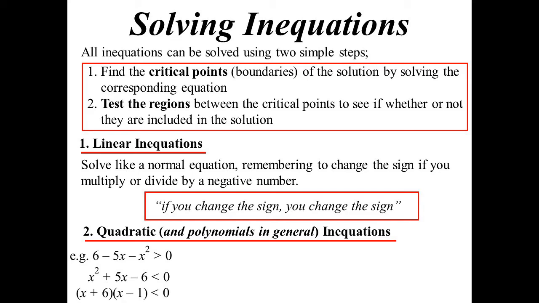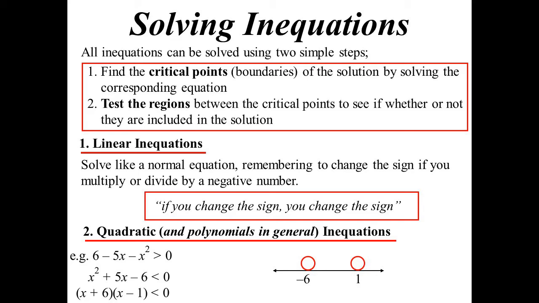So factorise the left-hand side. That's what I'd do if it was an equation. And I get (x plus 6)(x minus 1). I have my two critical points, negative 6 and positive 1. There's my boundaries. So I now test. Now you can draw the parabola in if you like and ask yourself, when is this parabola below the axis? Or above the axis if you're looking at the first line.